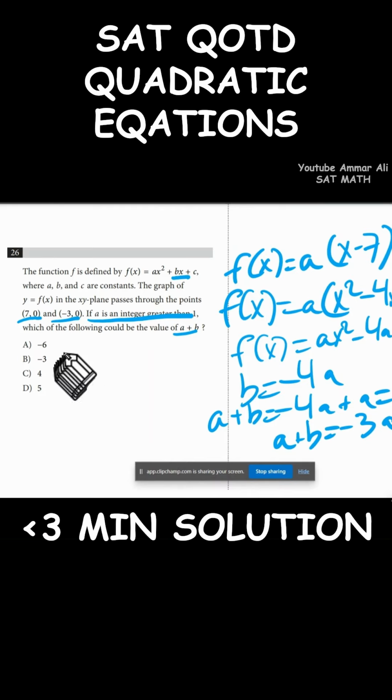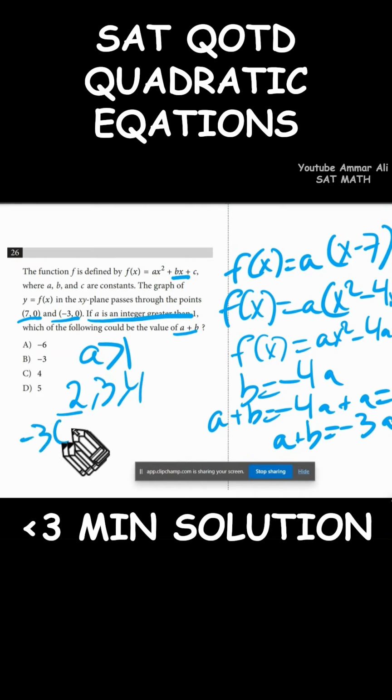And now we just need to figure out what could be the value of a plus b. We know that a is an integer greater than 1, so a can be anything greater than 1, like 2, 3, 4. So we're just going to choose 2. So minus 3 times 2, that's going to be minus 6. So there you have it. A plus b could be minus 6. That's the only one that makes sense out of all of these options.